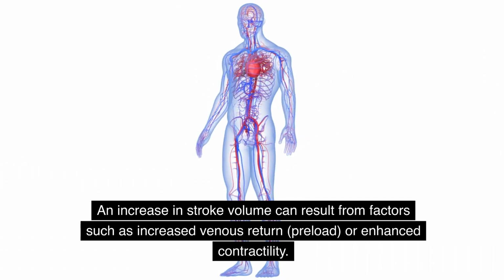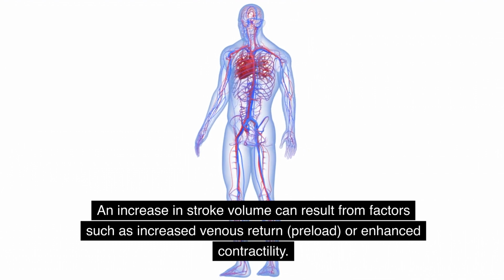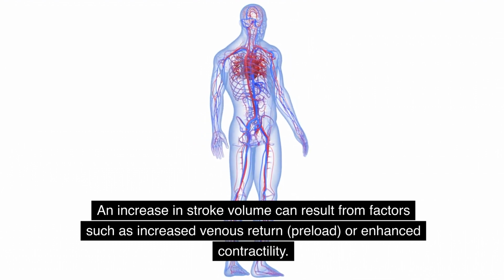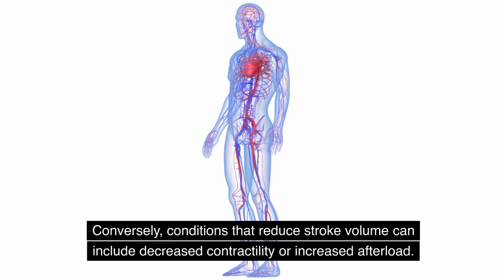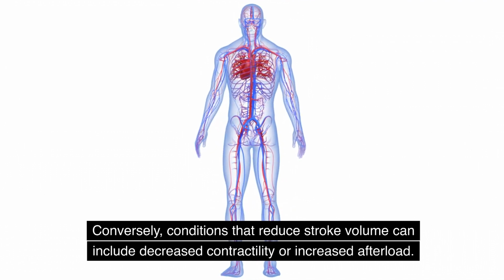An increase in stroke volume can result from factors such as increased venous return, preload, or enhanced contractility. Conversely, conditions that reduce stroke volume can include decreased contractility or increased afterload.